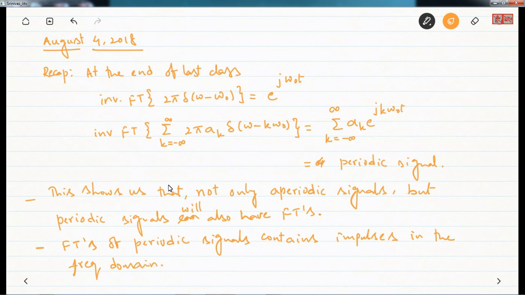Right. Because delta of omega is what? Delta of omega is an impulse in the frequency domain. That means your x-axis is frequency, and at omega equal to 0 you have this impulse. So this is your delta of omega, right?